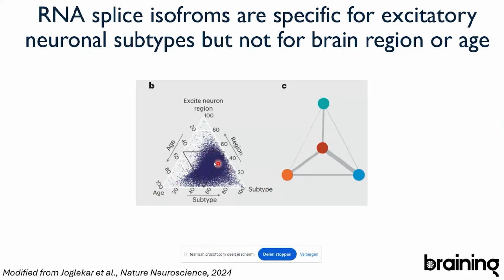So for example, here they show that excitatory neuronal subtypes are very much enriched in specific isoforms. That's what you see here, but that these isoforms do not change so much with age or with cell type. Okay, so it's a bit technical. The paper is really great, but this is the kind of information that you can get with long read sequencing. Okay.